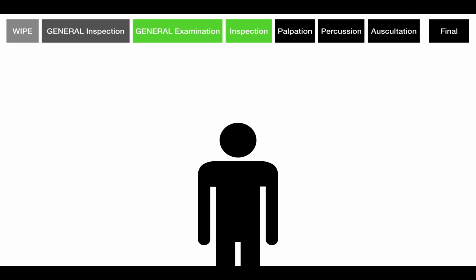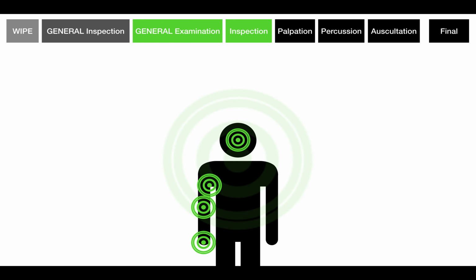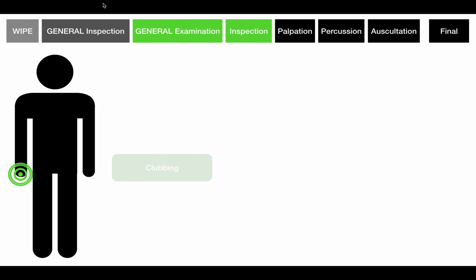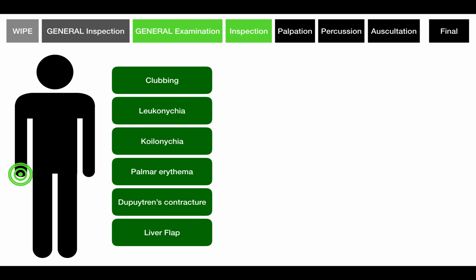So we'll move on to a general examination and then inspection. We're going to begin with the hands, we'll go to the arms, then the axilla, we'll do the face, the neck, and then finally the chest and the abdomen. That's what we are inspecting. So let's start with the hands. These are some of the major things that we are going to be looking for at a glance.